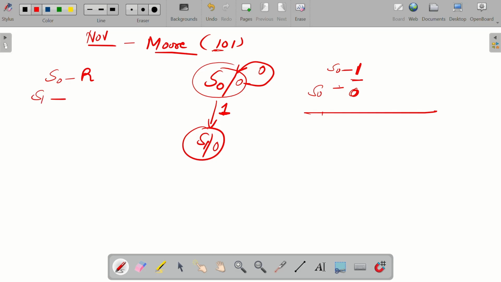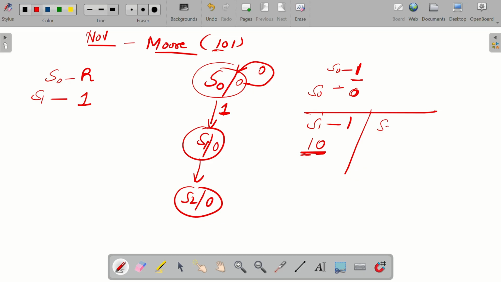In S1 state we have looked at that from S0 if you receive a 1 you get to the S1 state. So in S1 state you already have a 1 with you. In case I get a 0 after this 1, this means I can proceed to a new state S2, but my output is still 0 because I have not yet achieved 101. I have only achieved 10 till now.